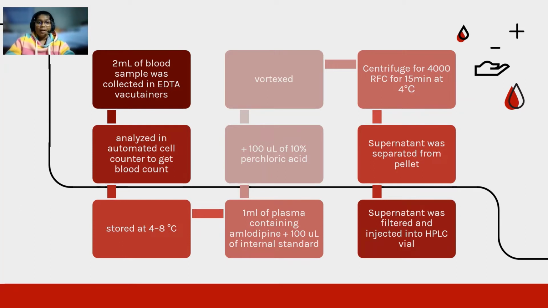perchloric acid. Perchloric acid is to denature and to precipitate the protein in the sample. Then the sample is vortexed and later centrifuged at 4000 RCF for 15 minutes at 4 degrees Celsius. This is to separate the supernatant and the pellet. The pellet will contain all the proteins and calciums that we don't want. The supernatant is what we actually need.